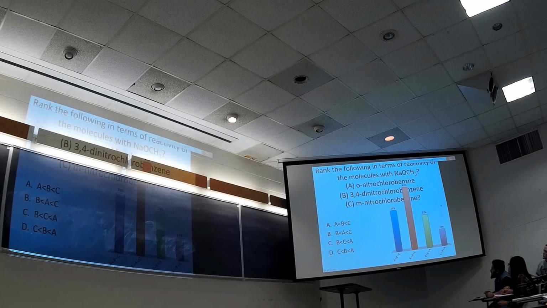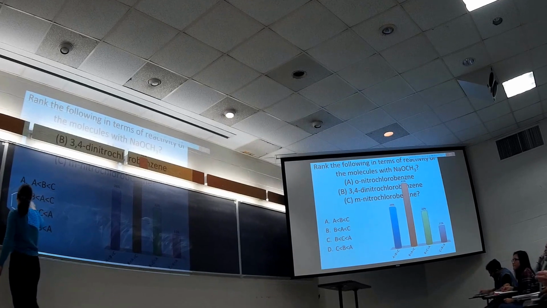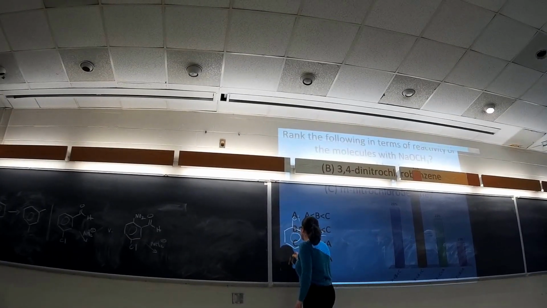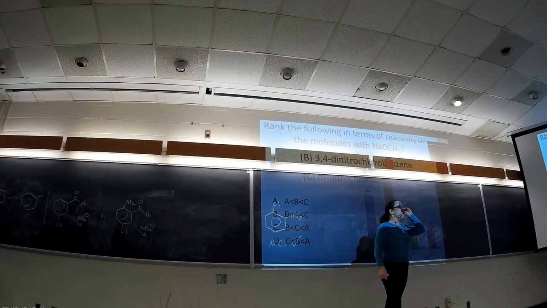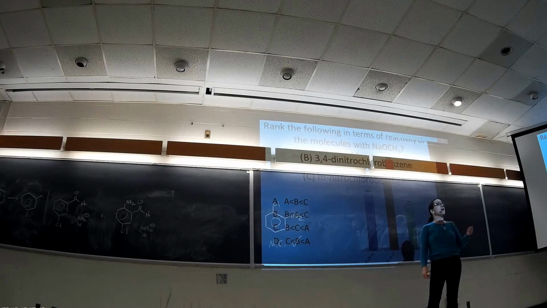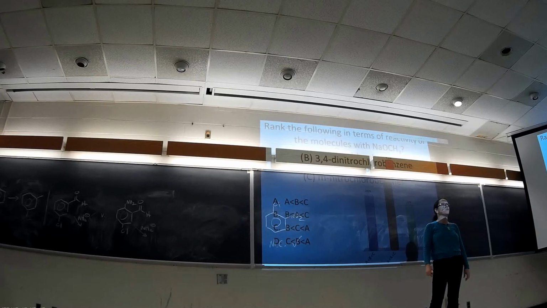Okay, so I think the answer is C, but let's look at this. A is O-nitrochlorobenzene, so that's this guy. This will do a Meisenheimer complex. That's a yes, right? So that'll run a Meisenheimer complex. It's a requirement to have an O and P nitro group, right?